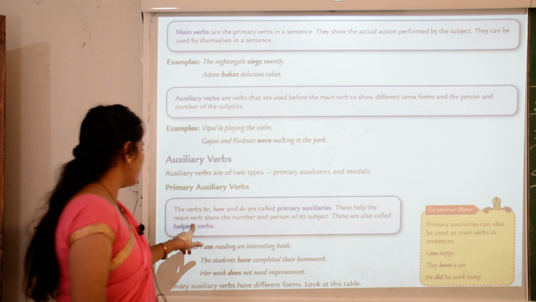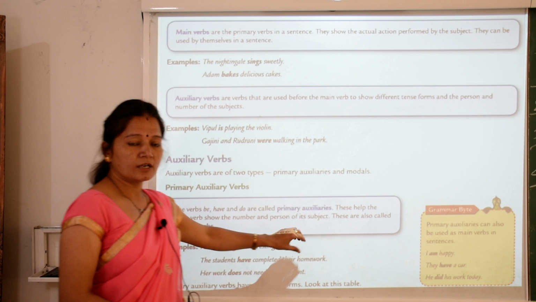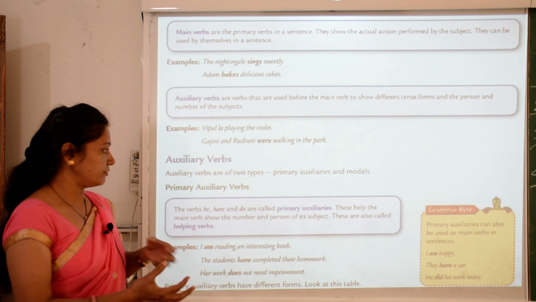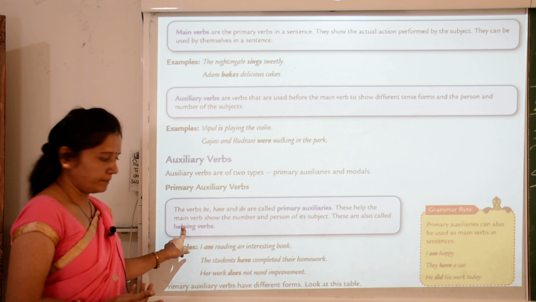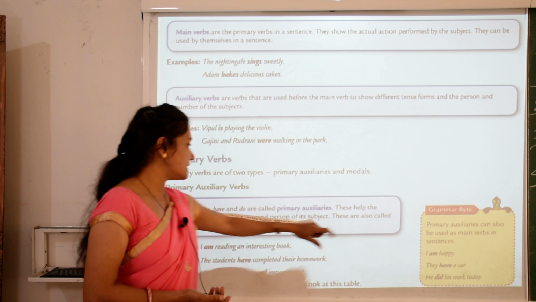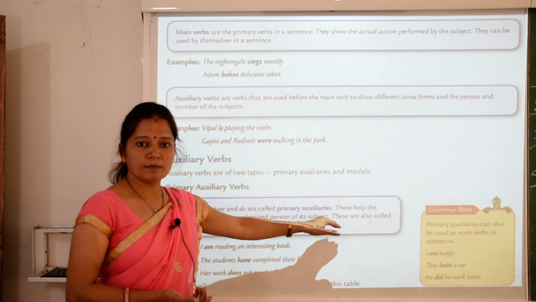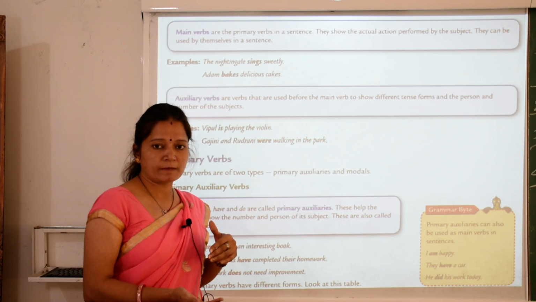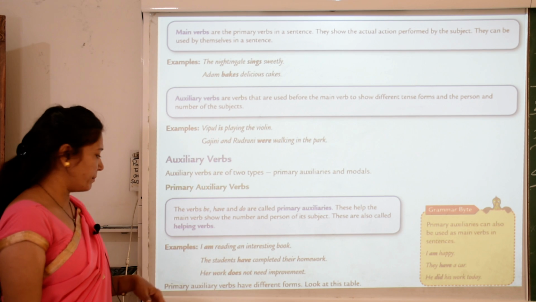These help the main verb show the number and person of its subject. So what is the work of the primary auxiliary verbs? They help the main verb to show the number and person of its subject. These are also called helping verbs. So primary auxiliary verbs are also called helping verbs. These things you keep in your mind, students, that you have to remember.